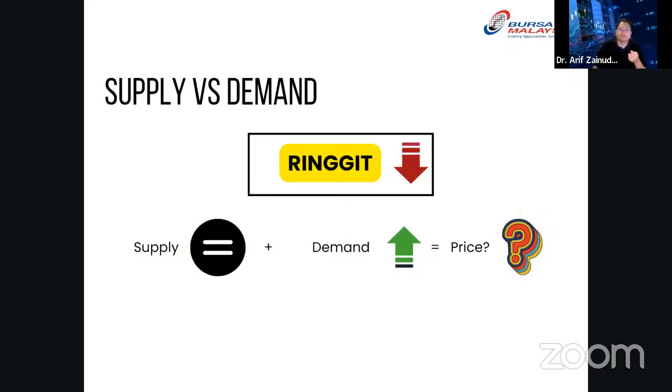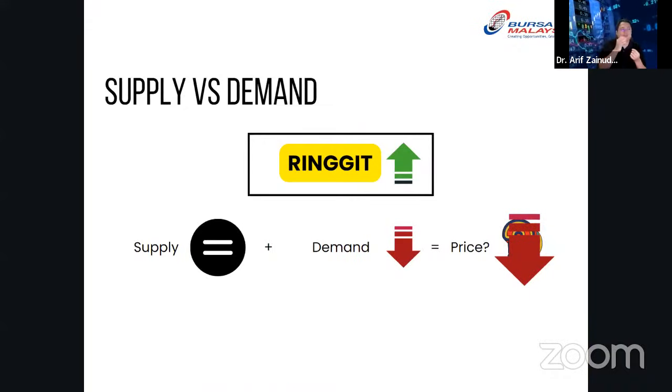Now the opposite, whereby the ringgit is going stronger. When ringgit is stronger against all the other currencies, meaning when they convert to ringgit, let's say from India they want to convert to ringgit, when ringgit is strong, they will get less money. Less money equals less buying, less buying equals less demand, less demand equals price going down. Understand?